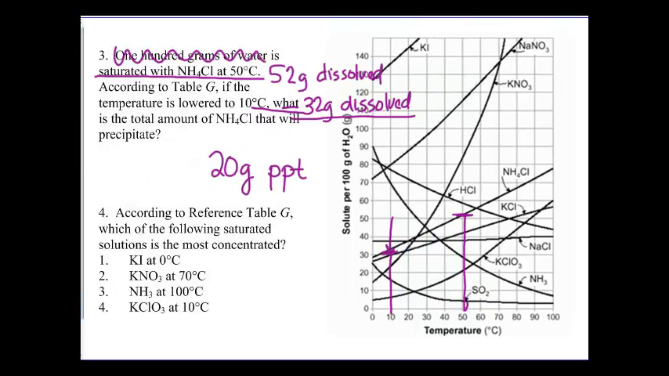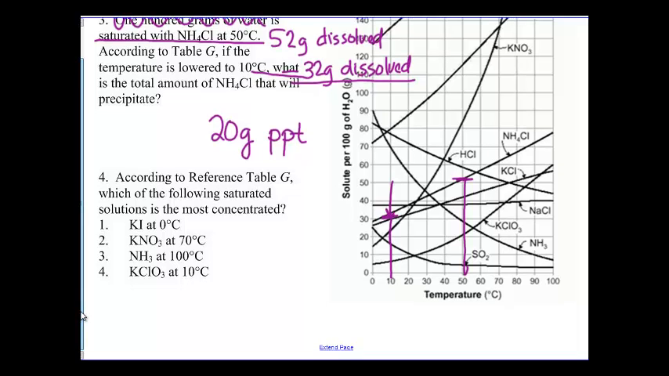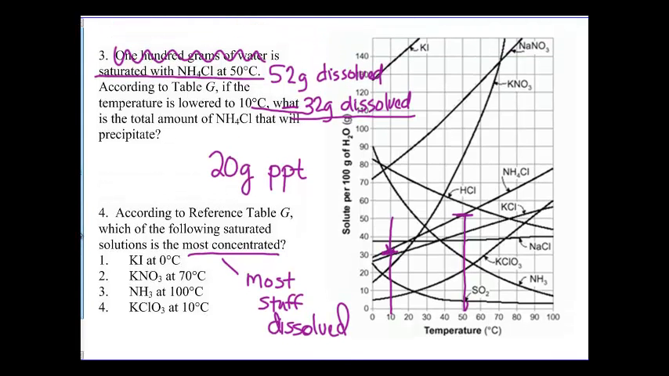All right, I'm going to do number 4, and then you can do number 5 for class tomorrow. According to table G, which of the following saturated solutions is the most concentrated? That means it has the most stuff dissolved. Okay, so let's see. KI at 0. 0, oh boy, where's that? KI. Wow, that's pretty high. It's all the way up here. 0 KI. What's that, about 128 grams? That's a lot of stuff. It's a lot of solute.